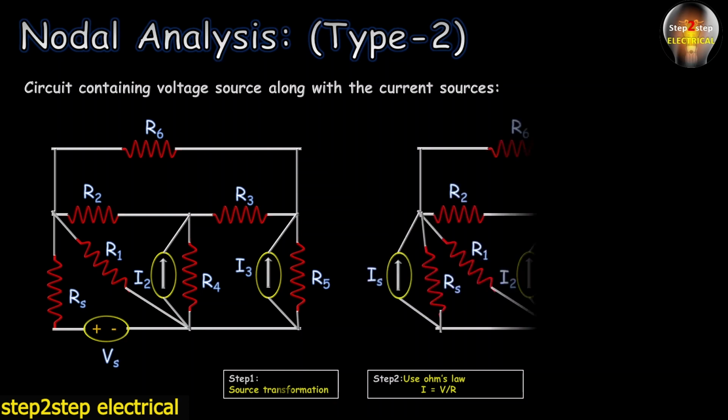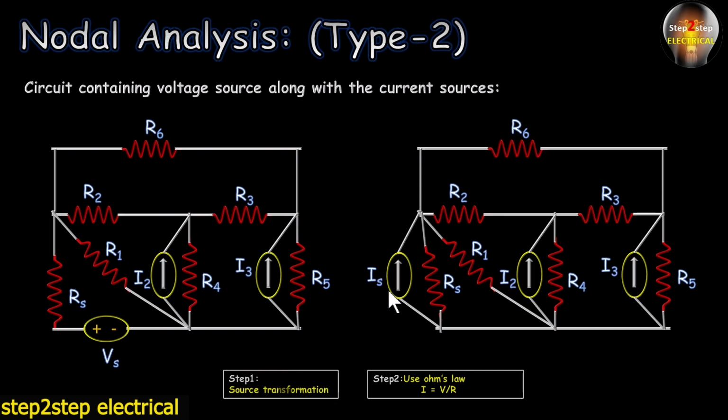Let's draw the circuit. Here this is the current source Is we have obtained from V and R using the formula I equals V by R. One thing you have to note: this voltage source is transformable into a current source because there is a resistance in series with it. After transforming the voltage source into a current source, this resistance, which was in series with the voltage source, we have to connect in parallel with the current source. So this is all about source transformation.